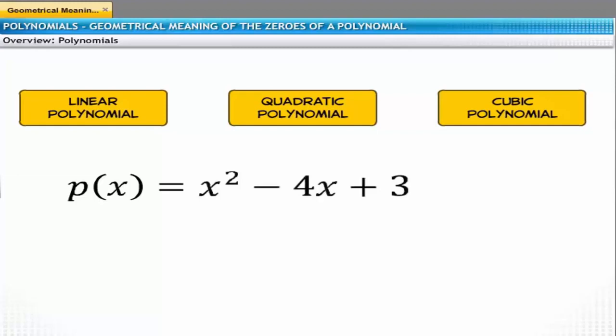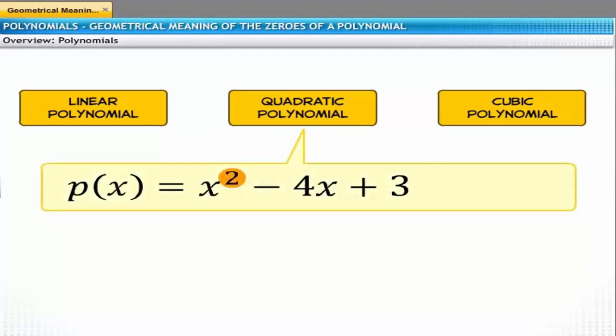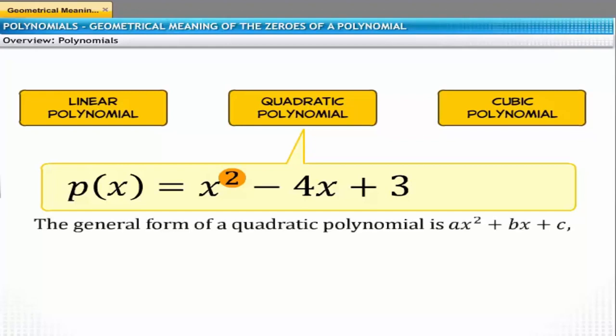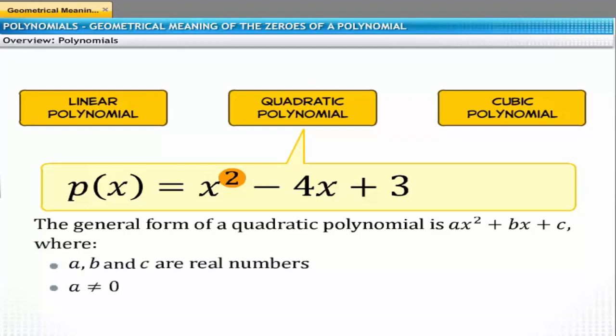Consider the third polynomial, x squared minus 4x plus 3. Here the highest degree is 2. Such a polynomial is called a quadratic polynomial. The general form of a quadratic polynomial is ax squared plus bx plus c, where a, b, and c are real numbers and a is not equal to 0.